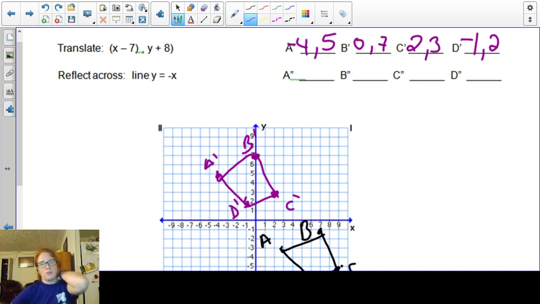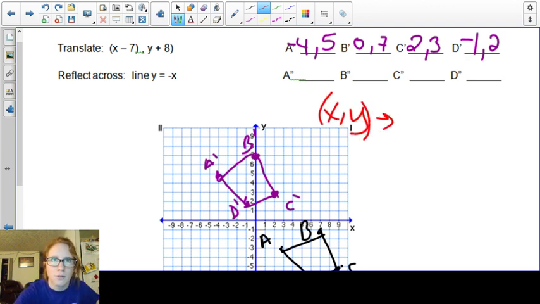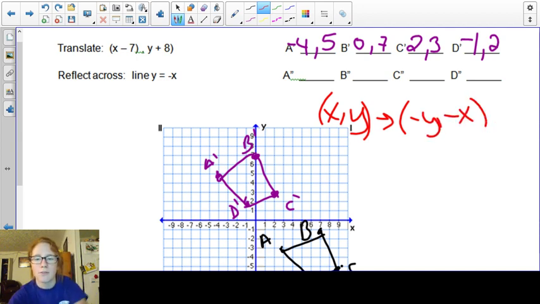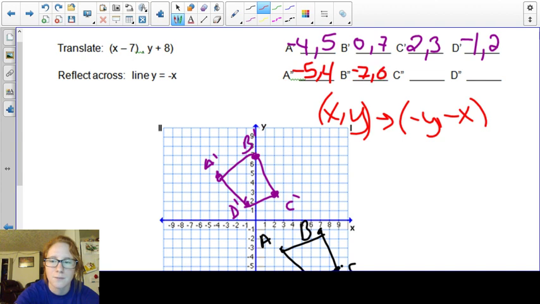Okay, next we need to do the reflection part, which I'm going to pick red for. Remember that is x, y turns into -y, -x. So they flip spots and become the opposite signs. So I'm going to have -5, 4. I'm going to have -7, 0. I'm going to have -3, -2. I'm going to have -2, 1.